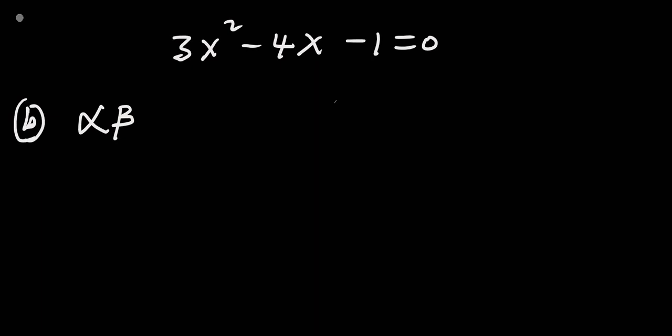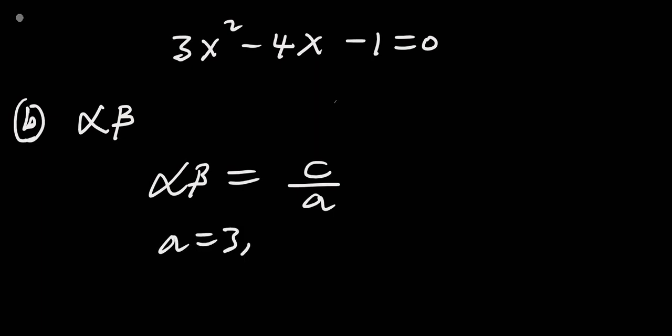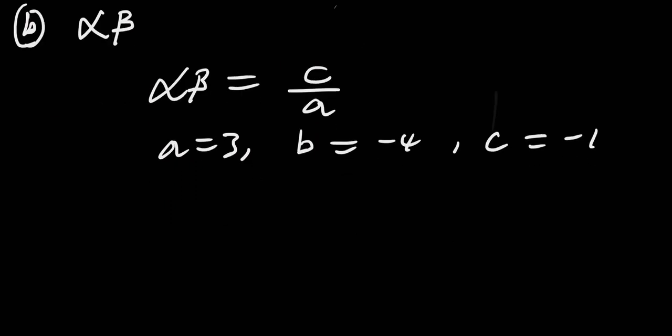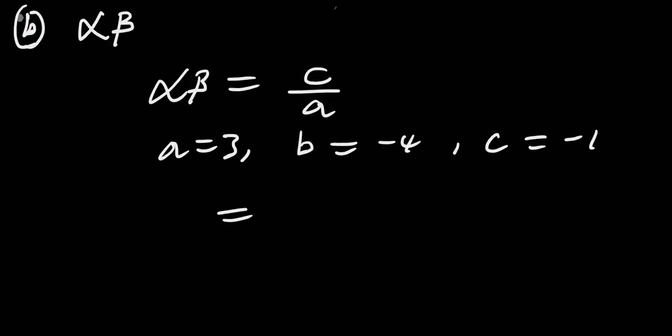Now question B, the product of alpha and beta. The formula for finding the product of alpha and beta is equal to c over a. And from the question, a is equal to 3, b is equal to negative 4, and c is equal to negative 1. So now let's plug in the values. c is negative 1, so negative 1 over 3. So this is the answer to this question and I hope it makes some sense. All right, let's go on to the next one.